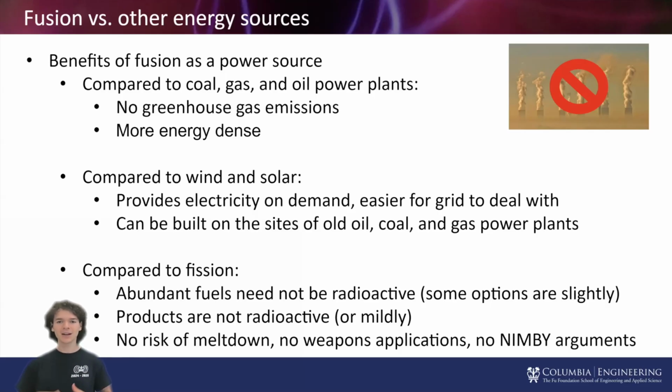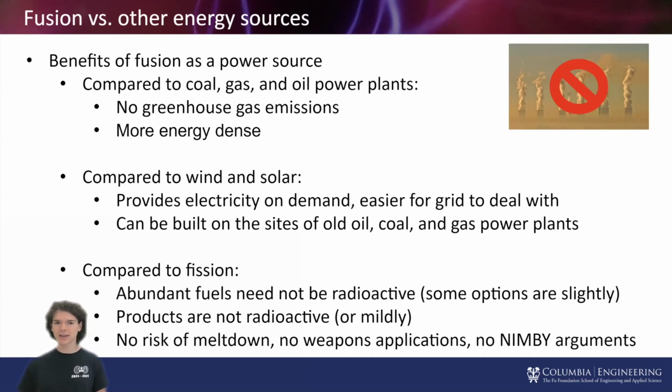And compared to fission, the abundant fuels that are used for fusion, deuterium namely, are not radioactive and they are extremely abundant. Tritium has some issues as the other fusion fuel. It is slightly radioactive, and I will talk a lot about that on the next few slides. However, it is nowhere near as hard to deal with as uranium is for fission. And the products of fusion are also not radioactive.